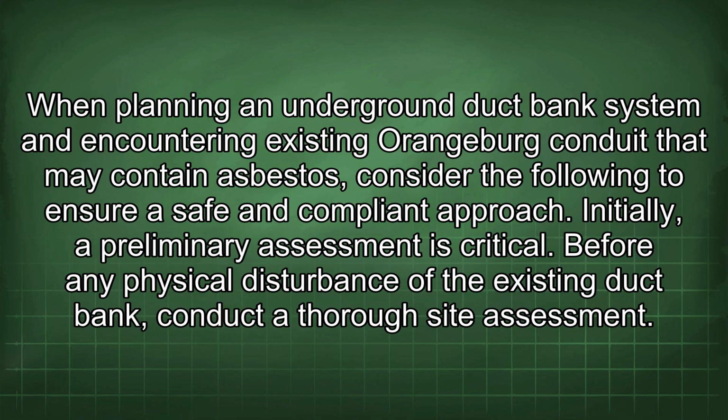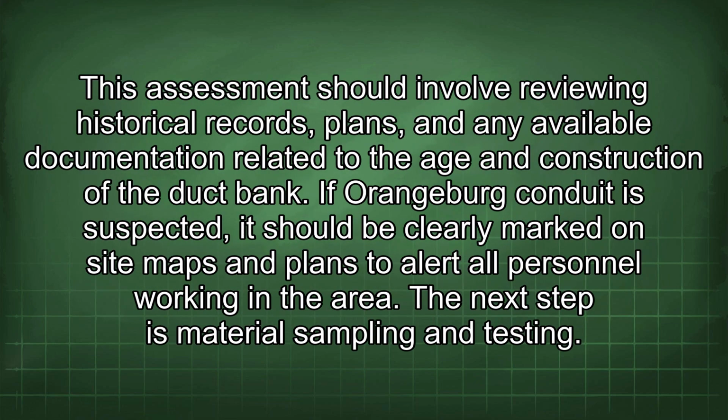When planning an underground duct bank system and encountering existing Orangeburg conduit that may contain asbestos, consider the following to ensure a safe and compliant approach. Initially, a preliminary assessment is critical. Before any physical disturbance of the existing duct bank, conduct a thorough site assessment. This assessment should involve reviewing historical records, plans, and any available documentation related to the age and construction of the duct bank. If Orangeburg conduit is suspected, it should be clearly marked on site maps and plans to alert all personnel working in the area.